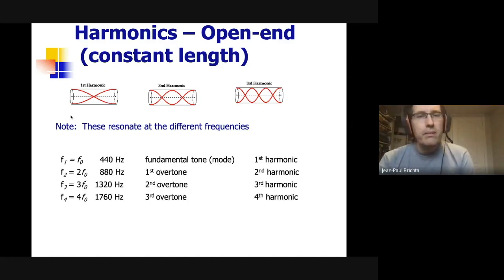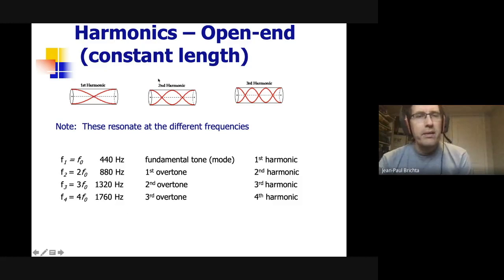So if we take, for example, this one, this is our first frequency of 440 hertz, let's say. A musician would call this the fundamental, but a physicist would call this the first harmonic. So we're just going to stick with the first harmonic. So this is my first harmonic.